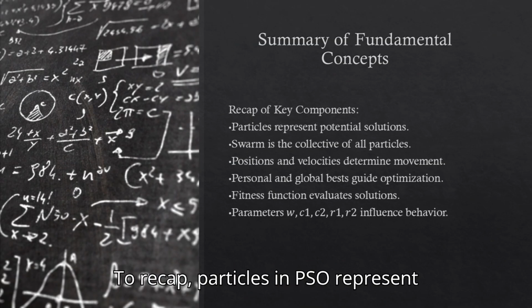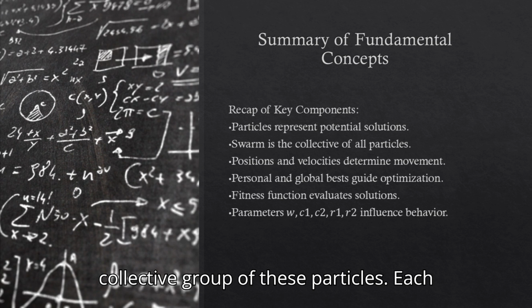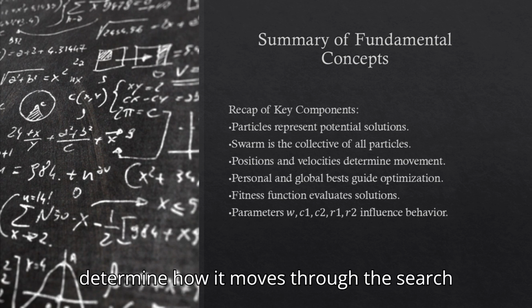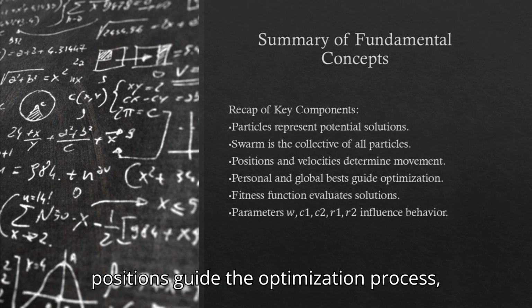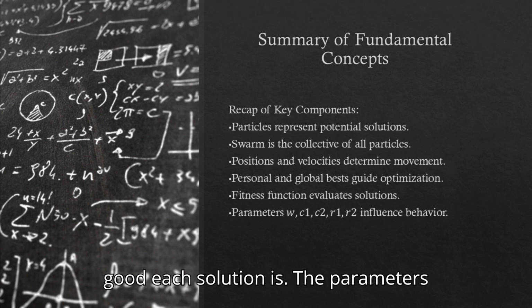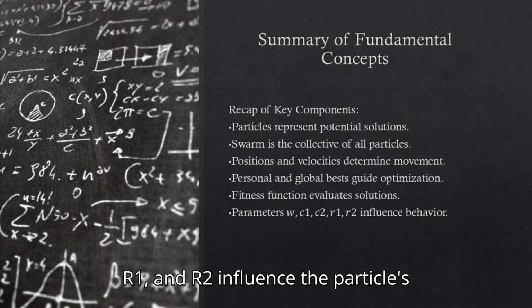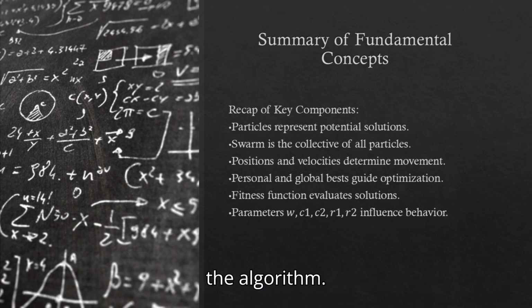To recap, particles in PSO represent potential solutions, and the swarm is the collective group of these particles. Each particle's position and velocity determine how it moves through the search space. Personal and global best positions guide the optimization process, while the fitness function evaluates how good each solution is. The parameters W, C1, C2, R1, and R2 influence the particle's behavior and the overall performance of the algorithm.